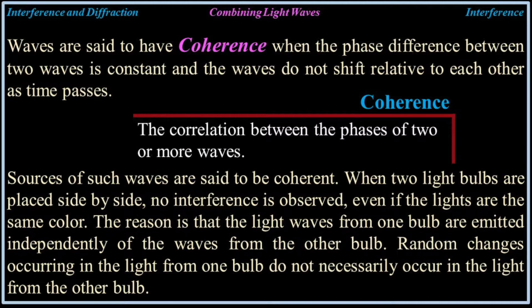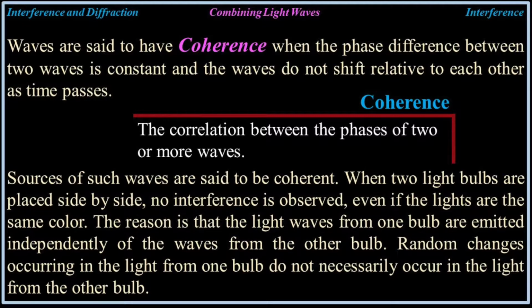We are said to have coherence when the phase difference between two waves is constant and the waves do not shift relative to each other as time passes. Coherence is the correlation between the phases of two or more waves. Sources of such waves are said to be coherent.